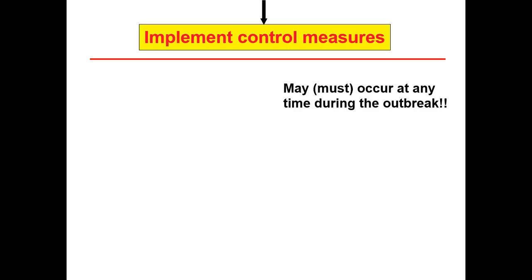Honestly, you have to start implementing control measures, and you will not wait until you finish doing research, get ethics approval, finish your cohort study or your case control study before you start implementing control measures. That will be wicked. So you start implementing control measures almost immediately.